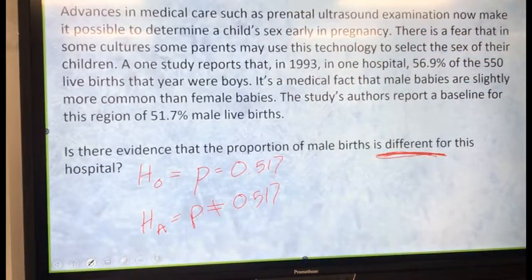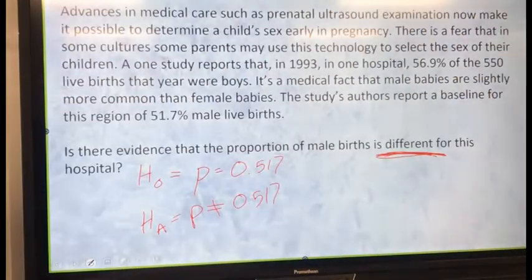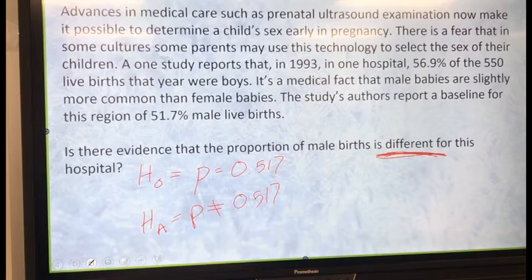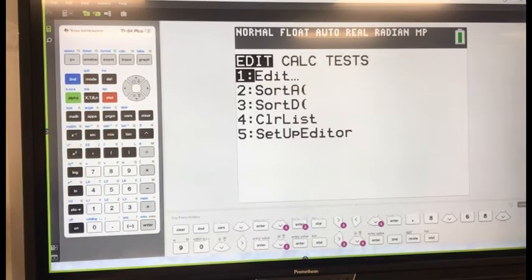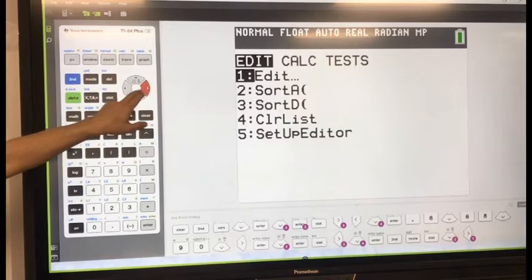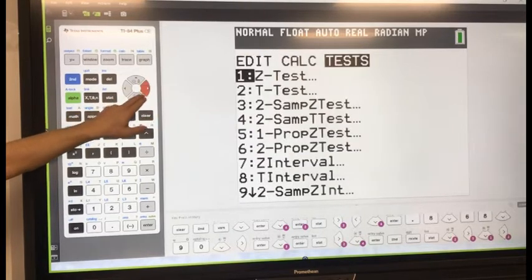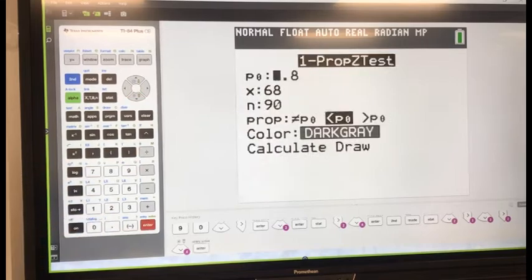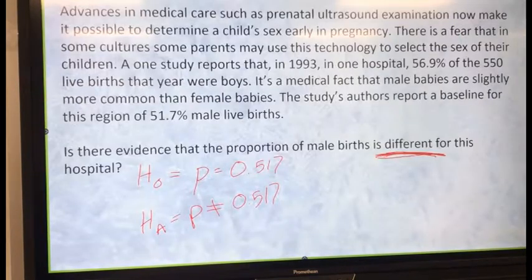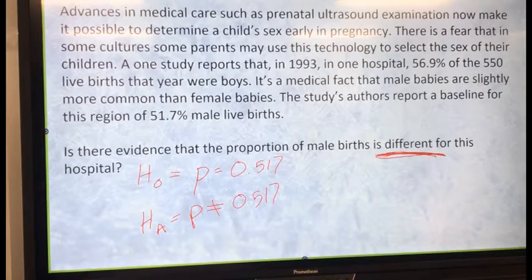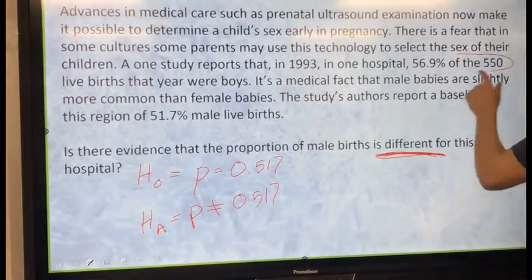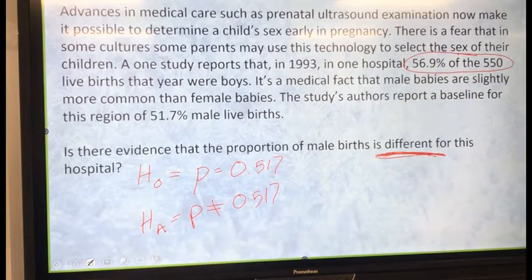Now, let's go ahead and put it in the calculator. Have it give us our p-value. I'll show it again. Stats, test, number 5, one proportion z-test. My p-naught is 0.517. What is my x value? Here's my data that I'm working with. What would be my x value? How would you calculate that?